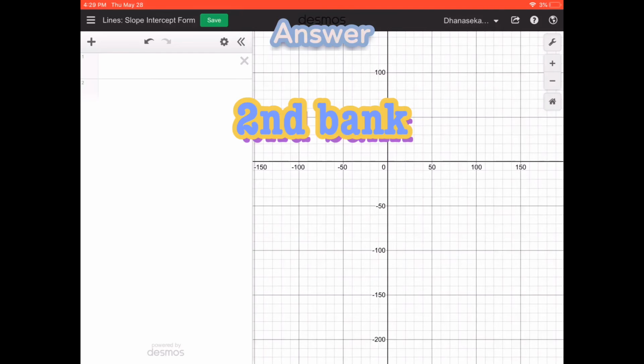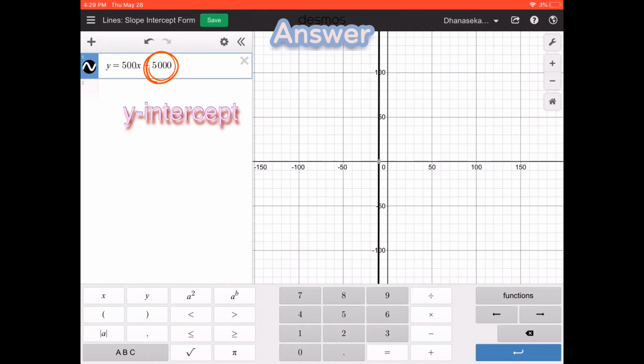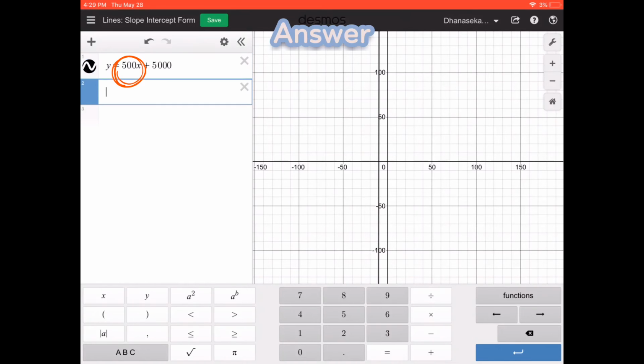If you don't believe me, we can do it right here too. So the first bank was 500x plus 5,000. 5,000 is the y-intercept because that's how much Trevor is paying at the beginning, and then he pays $500 slowly and slowly. The second one, y equals 750x, because the 750 is how much he pays per month.